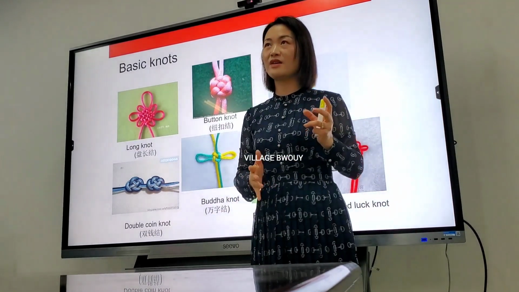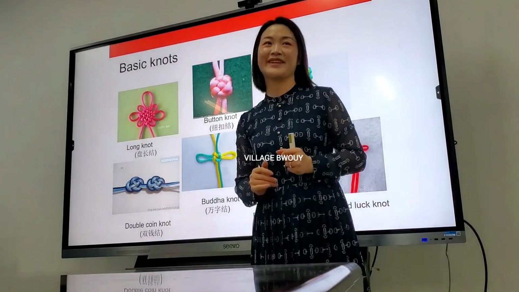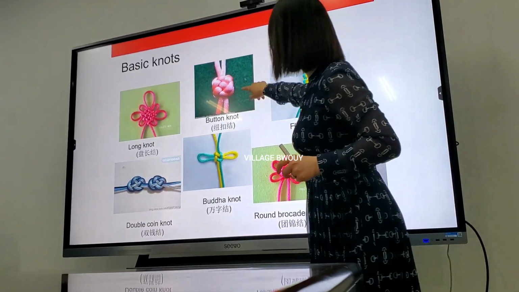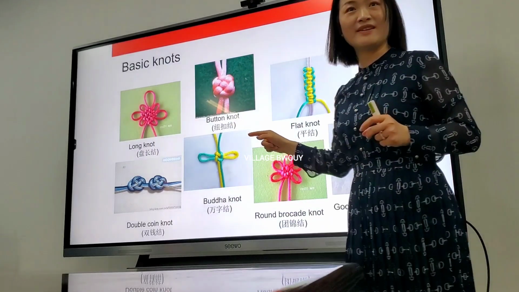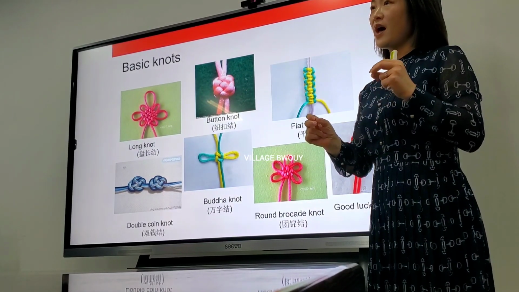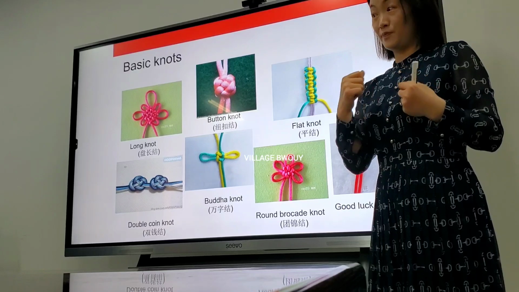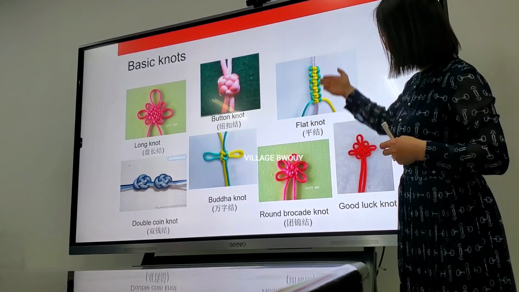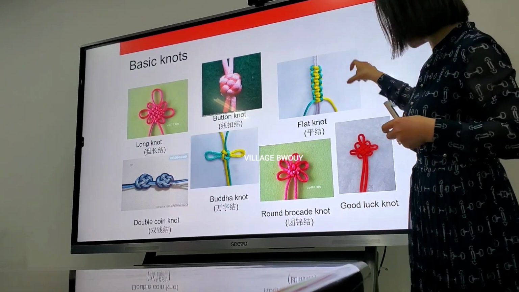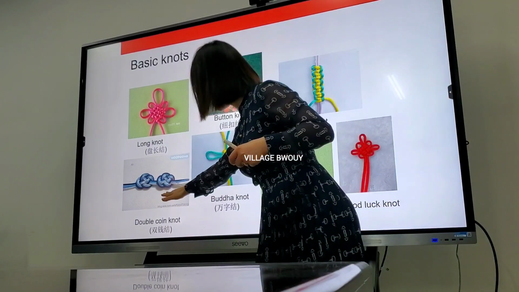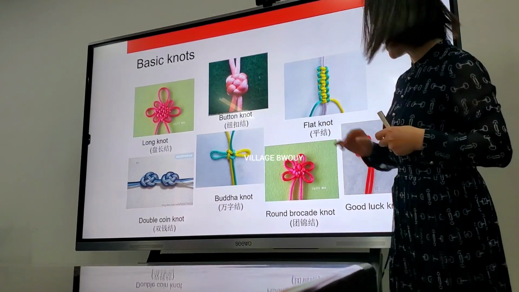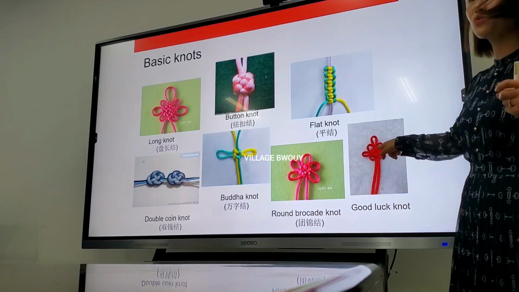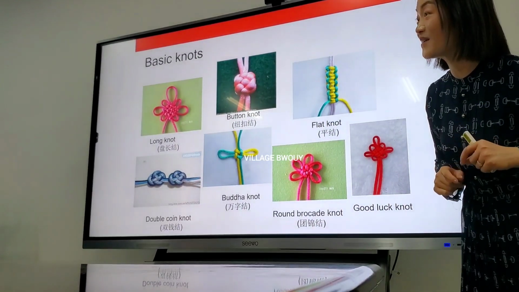And the long is for longevity, prosperity, right? And the button, we'll guess the meaning behind that later. This is called a button knot because it looks like a button, and it's also used as a button in our dresses or coats. This is a flat knot because it's flat, right? It's named by its shape. And this is called double coin knot, Buddha knot, round brocade knot, and the good luck knot. And this one is the one we are going to make today, right?